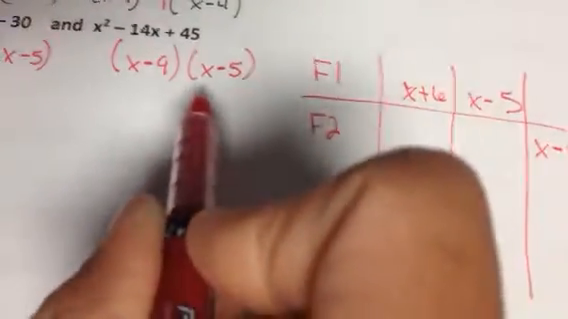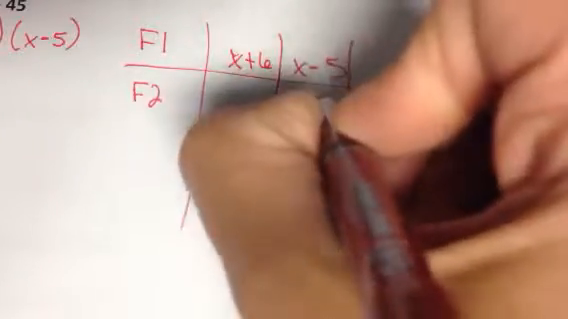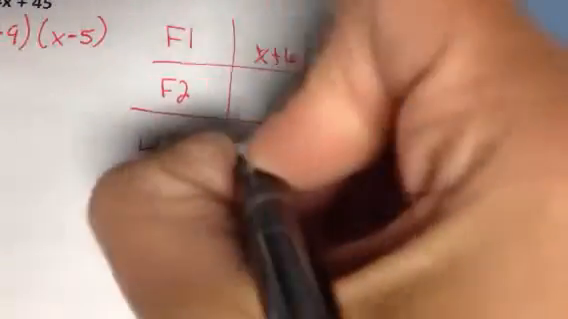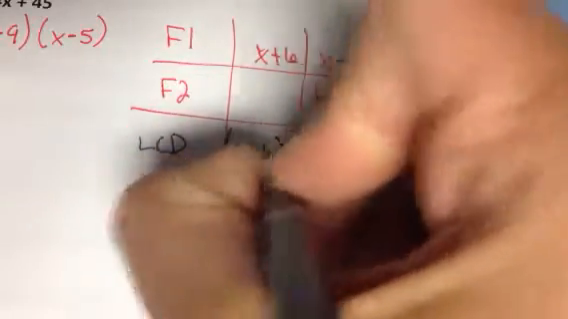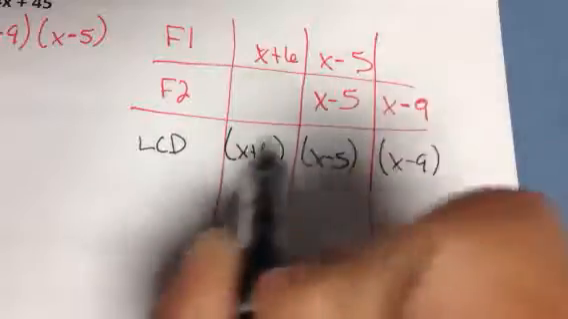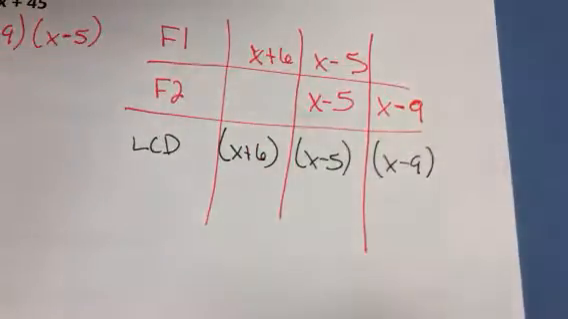And then the x minus 5 I've already seen, so it's just going to double up in the other column. So when you bring everything down once, you're going to have a factor of x plus 6, x minus 5, and another factor of x minus 9, and these three together make our least common denominator.